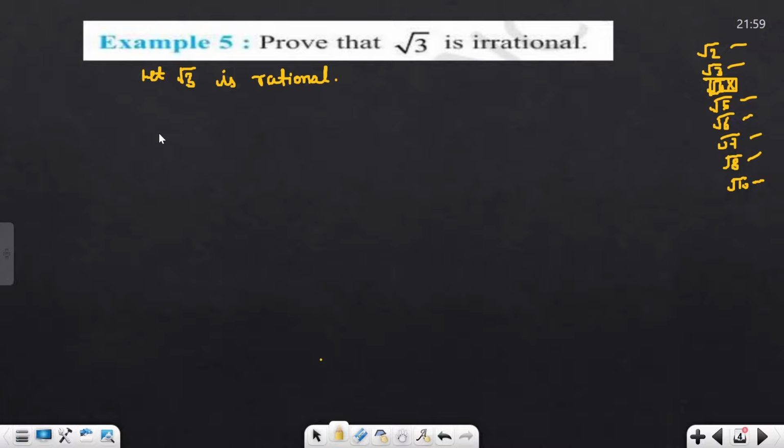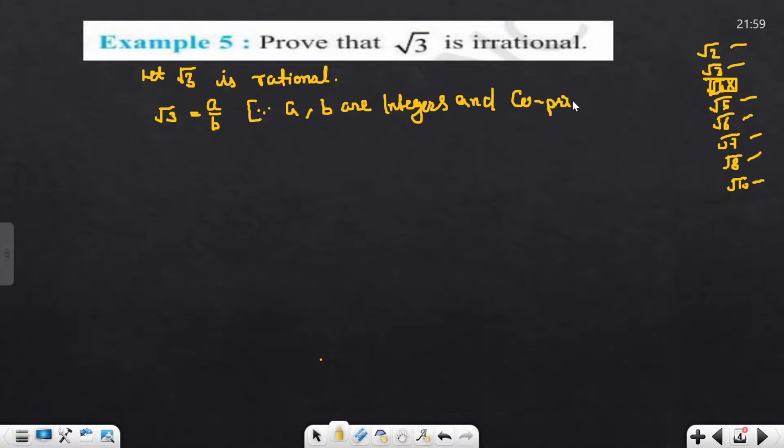So we let root 3 is equal to a divided by b. We can write here again, a and b are integers and co-prime. Always write it. Okay, co-prime, where b is not equal to 0.